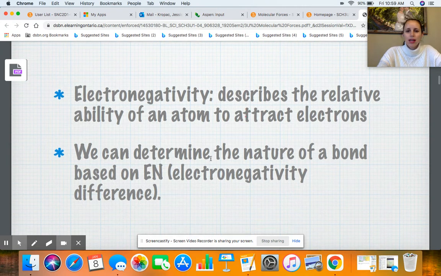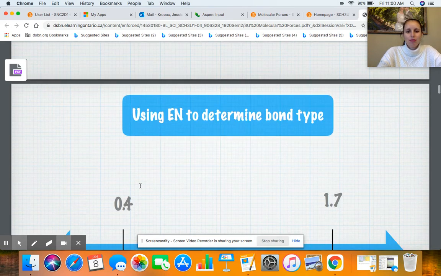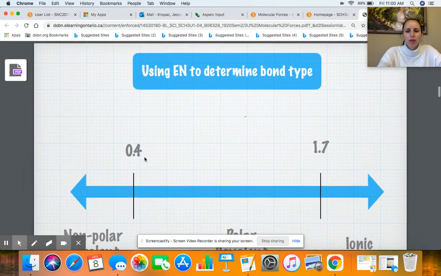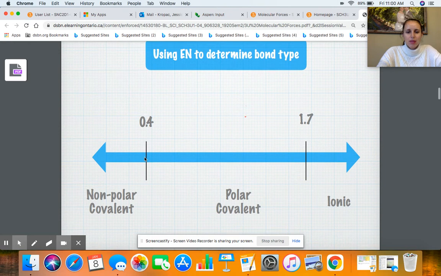Why are we talking about electronegativity now? The nature of a bond is actually based on electronegativity. So based on the difference between electronegativity of two different atoms, it's going to tell you what type of bond you have. So we're actually going to use electronegativity to determine bond type. So I'm going to zoom out a little bit, and I'm going to show you this kind of number scale. So here we actually have three different bond types. We have nonpolar covalent, we have polar covalent, and we have what's called ionic bonds.